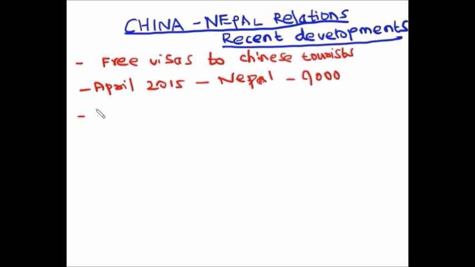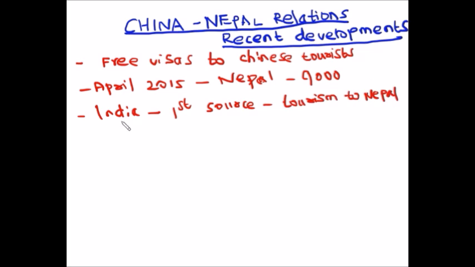India is the largest source of tourists to Nepal. China accounts for the second largest source of tourists to Nepal. India is the first and China is second.